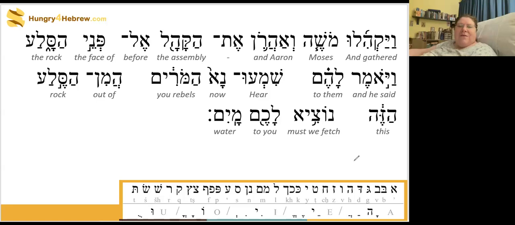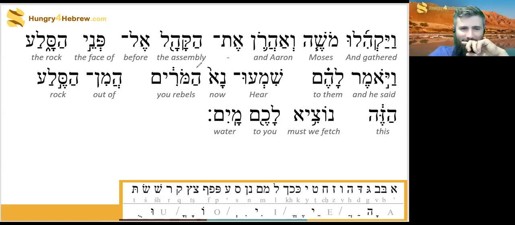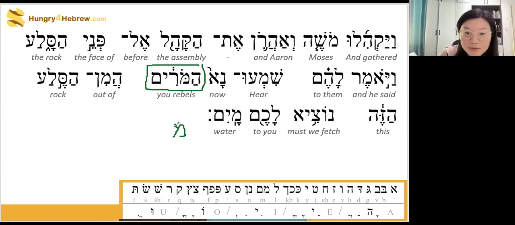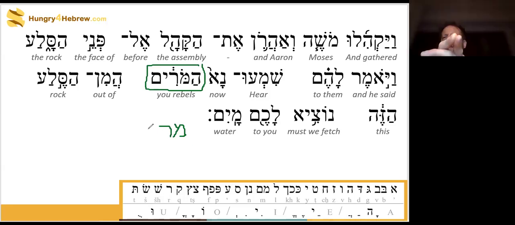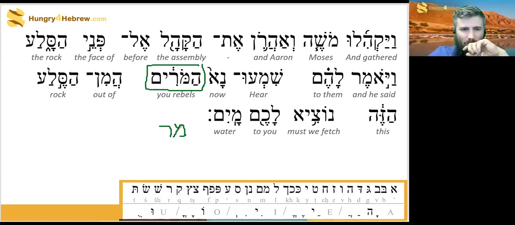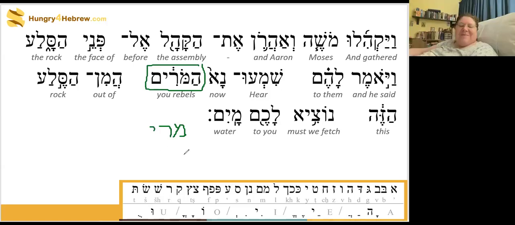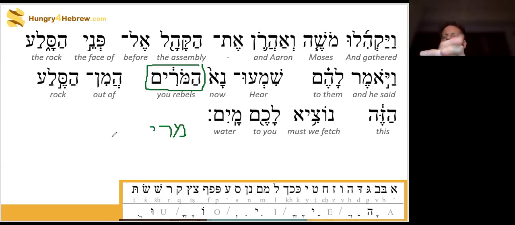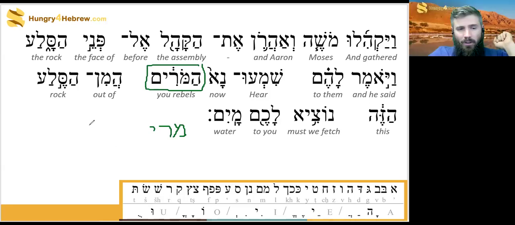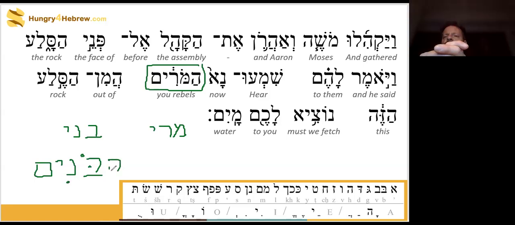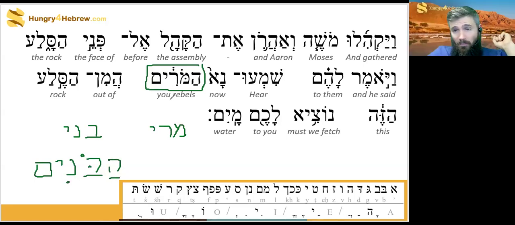I love the words that they've used for rebels. Amorim, what's the root? Mar. Marar, double R. Resh. I think it's mem resh yod. Yeah, that's just plural. So if we look at another example like bana, bet nun yod, to build, it would be bonim. Same pattern, right? Ha bonim would be the builders. Ha morim would be the ones rebelling.